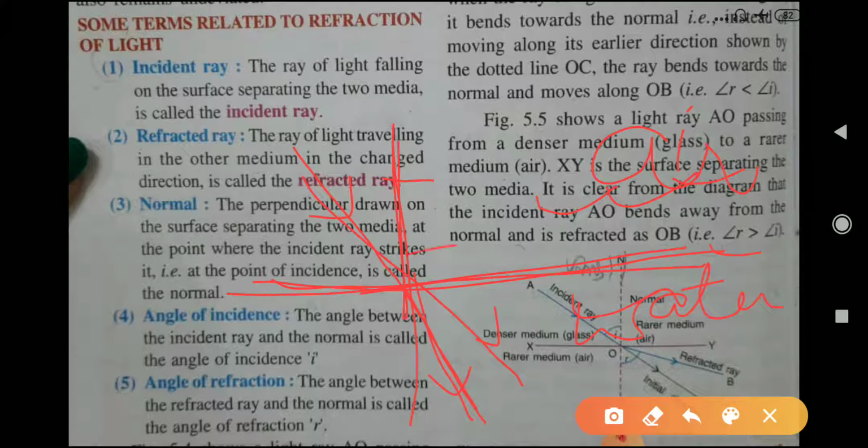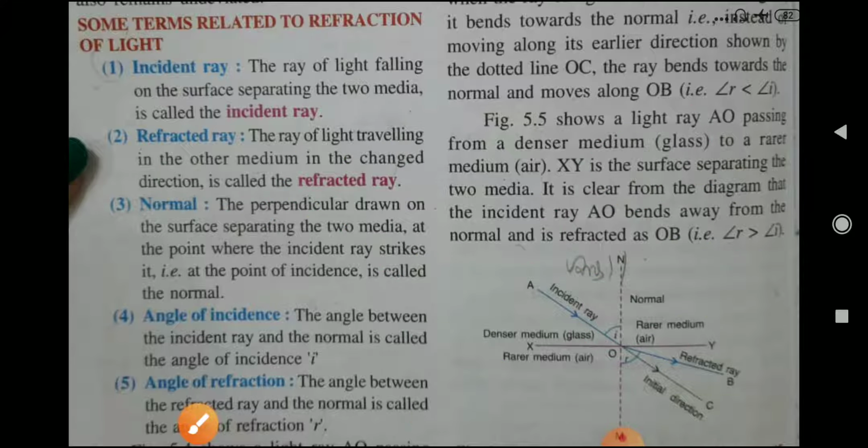And this is the normal. The normal is the perpendicular drawn on the surface separating the two media at the point where the incident ray strikes it. This is the incident ray, where it strikes this surface, and the perpendicular drawn at this point is known as the normal.